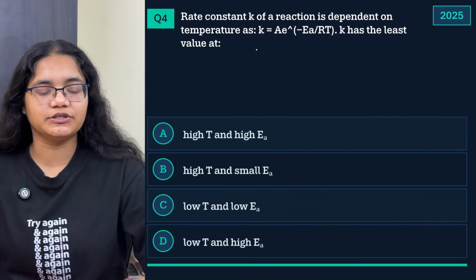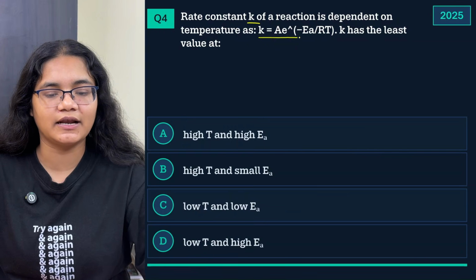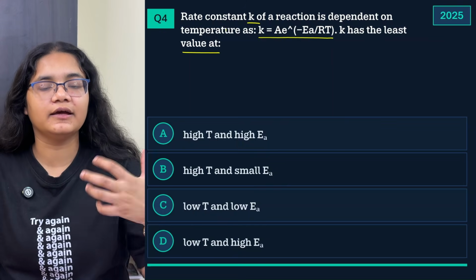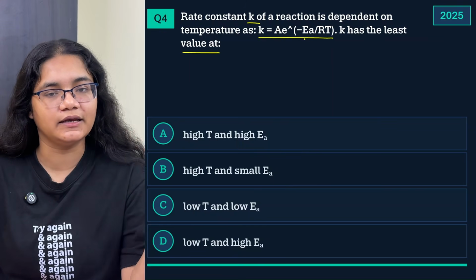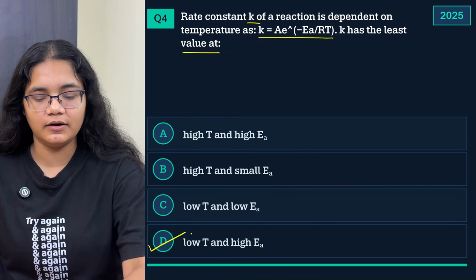Okay. Next, question number 4. The rate constant K of a reaction is dependent on the temperature, K has the least value at. So when we have a higher rate of reaction, for that we need higher temperature and lower activation energy. So that is option number D here.